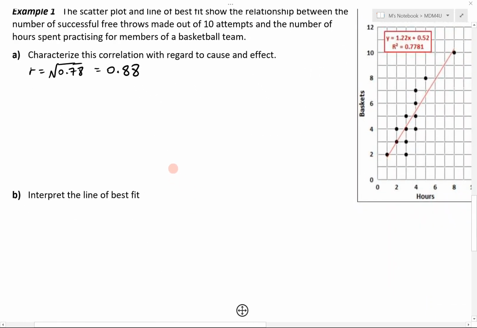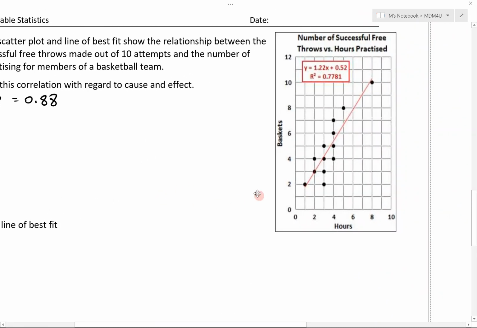Interpret the line of best fit. Well, okay, so if you look at the line of best fit, the strong correlation suggests that it's a good model for predicting any values on this graph. So it suggests that if you have no practice, and we've extended the line further down this way, then a player is unlikely to make any shots into the basket. And the rate of change of 1.22 suggests that with each hour of practice, the number of successful free throws will increase by 1.2. So yeah, it's fairly reasonable to say that this is a good line of best fit.